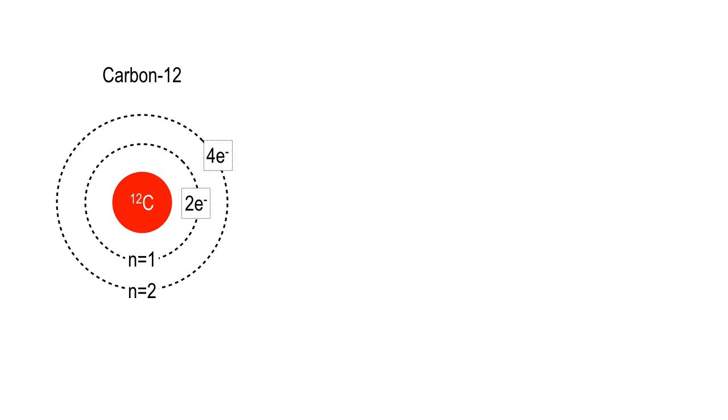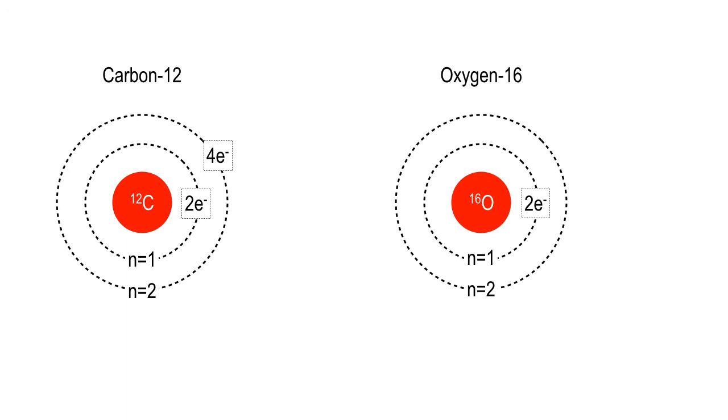Oxygen. Let's look at what we got here. Okay? n equals 1, n equals 2 for oxygen. 2 electrons, 1 up, 1 down in the n equals 1 energy level. And now oxygen has a few more. It's a little bit to the right of carbon in the periodic table. So we've got 6 electrons up in the n equals 2. All right?